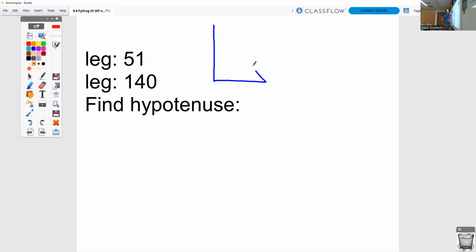If we draw the picture really quickly, all right, you have your leg, and then you have the hypotenuse. The two legs are 51 and 140. And then you're looking for the hypotenuse, so that is your x. Remember that your hypotenuse is your C side. Your legs are your A and your B. So again, sometimes I think it's helpful to draw that picture. Or you could just say, my leg is A, my leg is B. I'm looking for the C side, which is the hypotenuse.